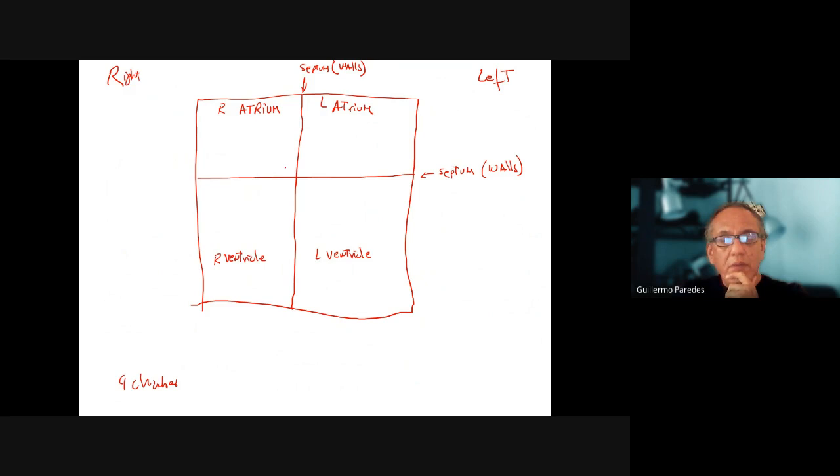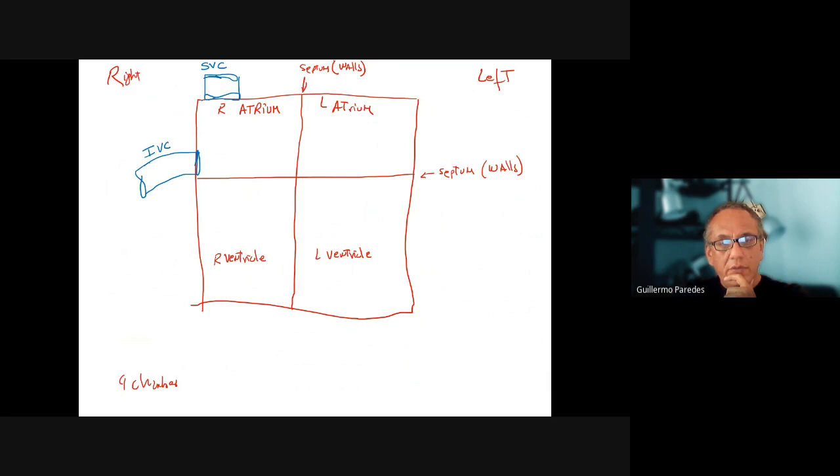One vessel I'm going to draw here in blue is actually getting into the right atrium. So that is the IVC. This is the IVC. And we have another vessel coming into the right atrium. That is the superior vena cava. This is the superior vena cava.